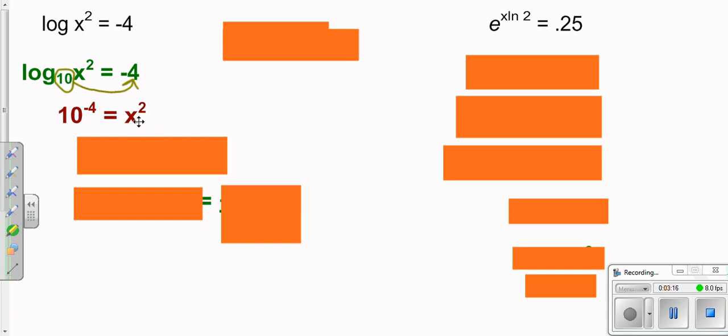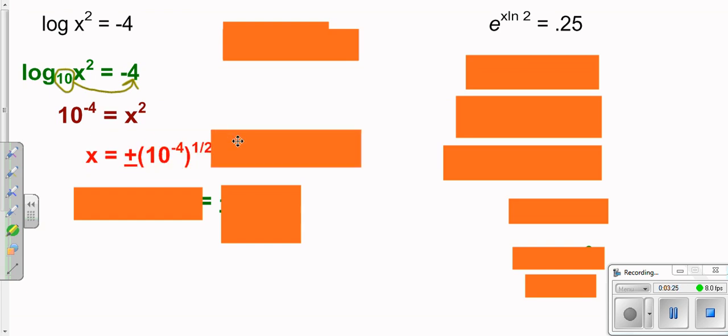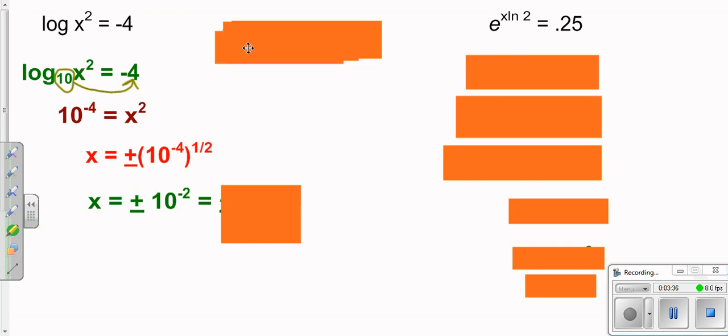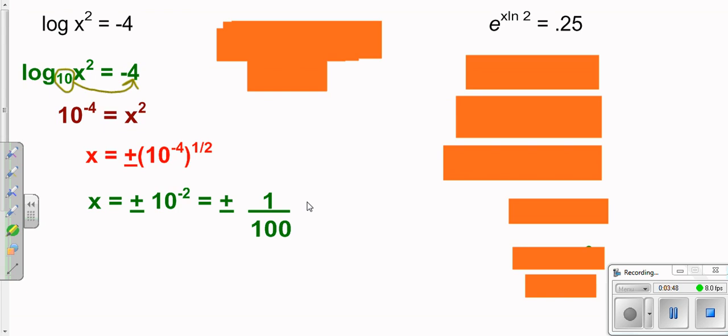Now we need to finish getting x by itself. To finish solving x, we'd have to go ahead and take the square root. So we're going to take the square root of both sides, but remember the square root is really raising it to the 1/2 power. So we have 10 to the negative 4 raised to the 1/2 power. We have an exponent raised to an exponent, so remember in that situation you can multiply your exponents and we get negative 2. Also remember when you take your square root, the plus or minus. So this is really plus or minus 1 over a 10 squared, or 100th.